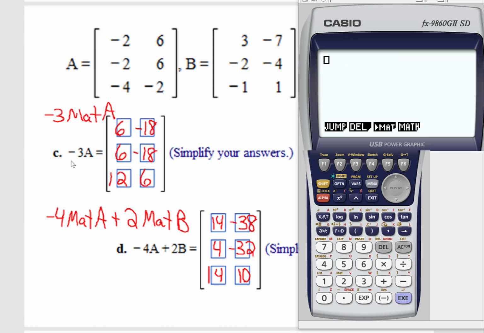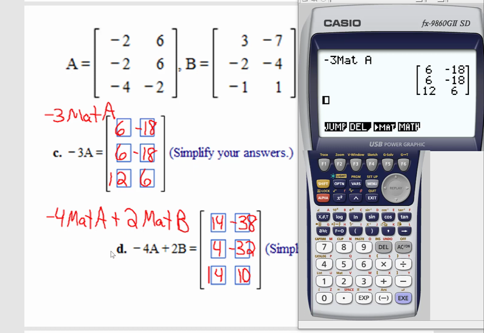And they want -3 times matrix A, right? When we enter it into our calculator, notice that, so -3, I have to put matrix A because that is what the calculator will recognize my matrix as. So shift matrix alpha A. And voila. Notice that -3 was distributed to each of those elements in matrix A.